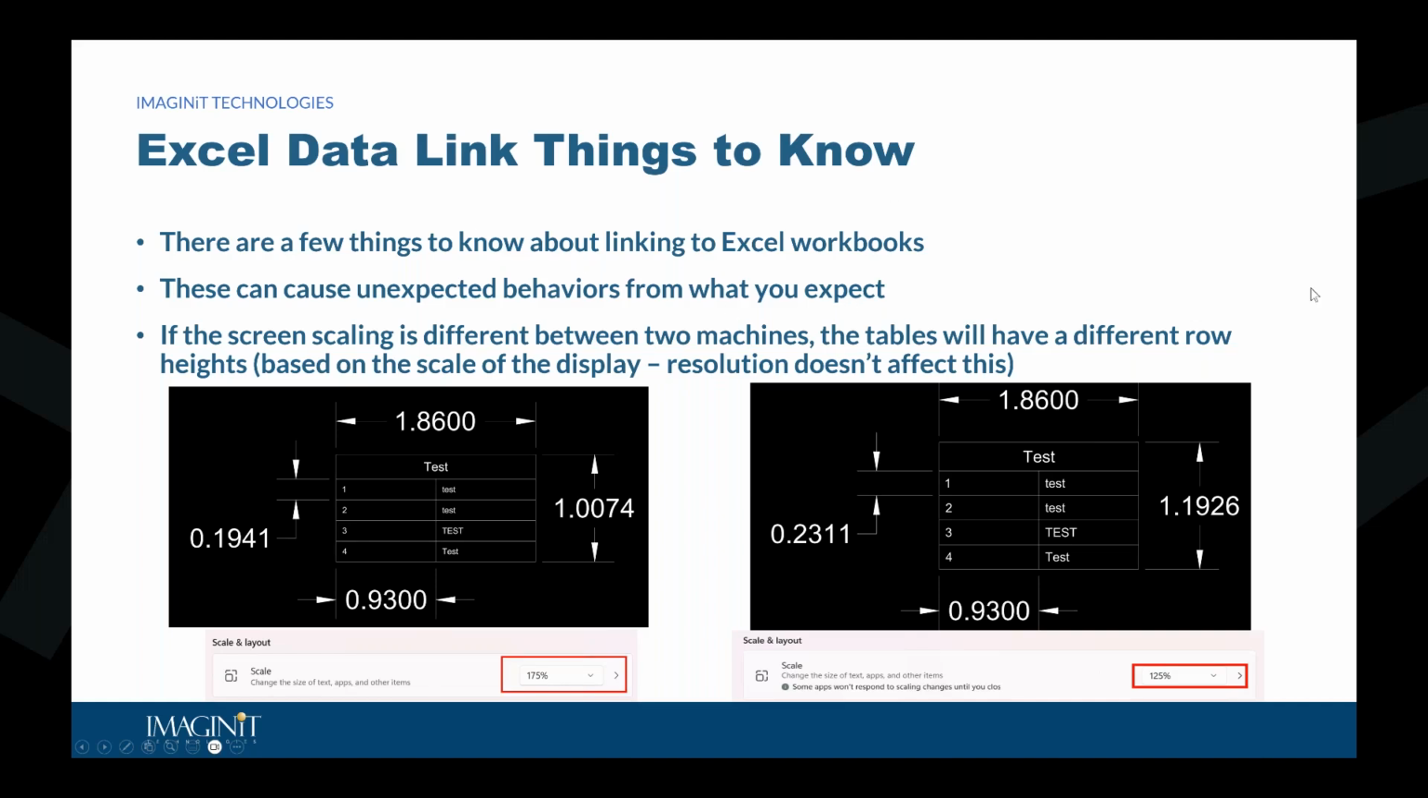And I want to make very clear on this. Both of these tables are from the same thing. They both have the same column width of 1.86. They both have the same cell width of 1.93. But at 175, the cell height and the text within is scaled a different size than when it's at 125. So just be aware of that.